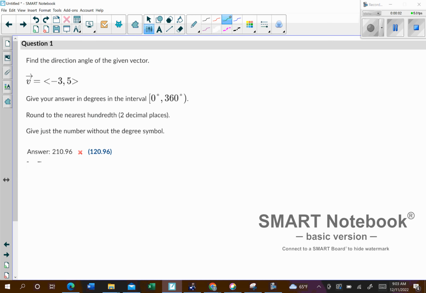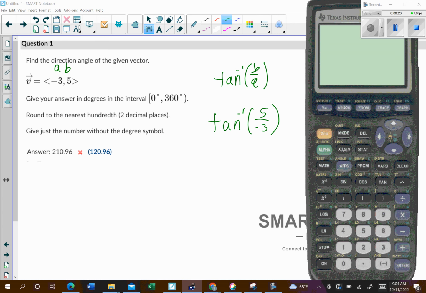Okay, so on this one it says find the direction of the angle of the given vector. And so what you're going to want to do here, this is our A and B value. So you got to take the tangent inverse of B over A. And so let's go ahead and do that. So let's see, 5 over negative 3. And let's see what we get here.